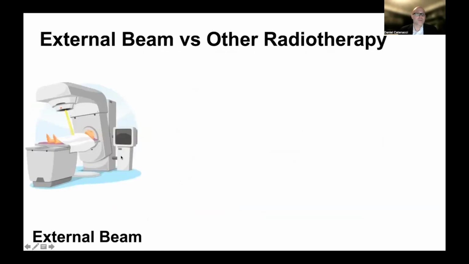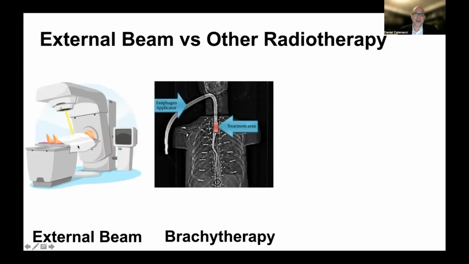So again, external beam radiation is seen here from a linear accelerator. Brachytherapy refers to an applicator placed in the vicinity of the area and left in place there, and then it emits radiation just locally. So that's an example of brachytherapy in the esophagus. It's not really used that commonly, but there are reports and studies that have looked at that.